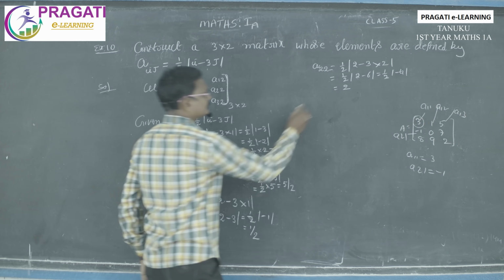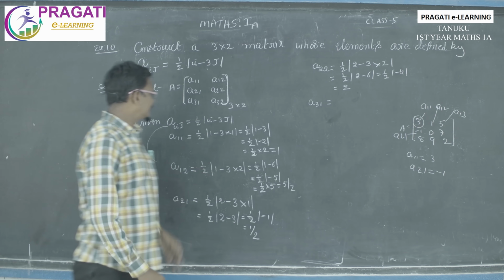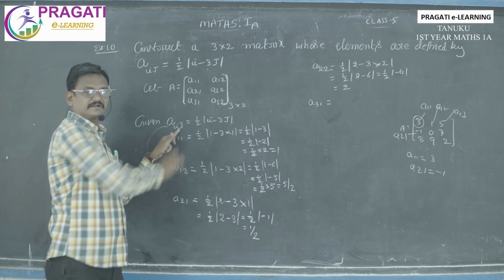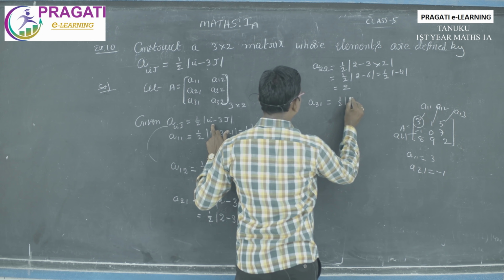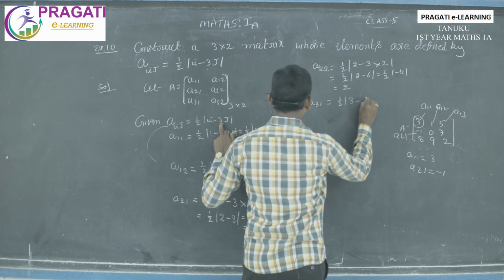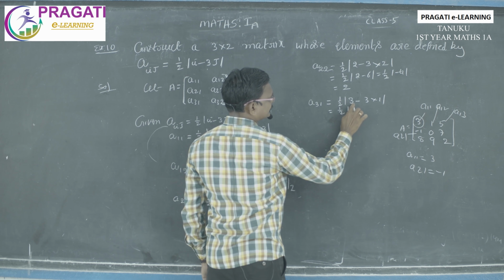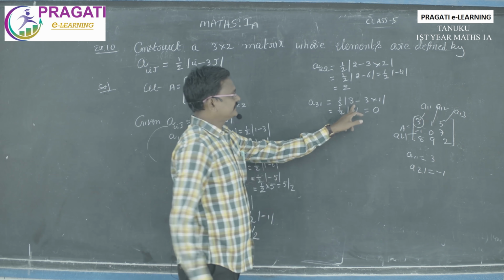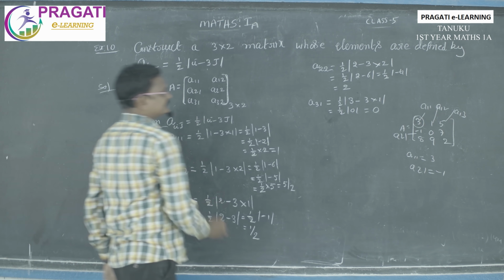A31. Now A31 we have to calculate. A31, that means I value is 3 now, J value is 1. So 1 by 2 into modulus of 3 minus 3 into 1. So 1 by 2 into modulus of 3 minus 3, 0. That means 0 answer. 3 minus 3 into 1, 3 minus 3, that means 0. And the next one is A32.